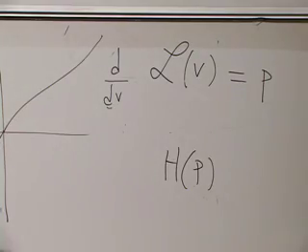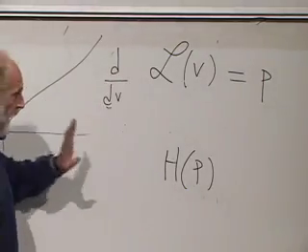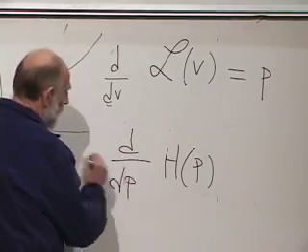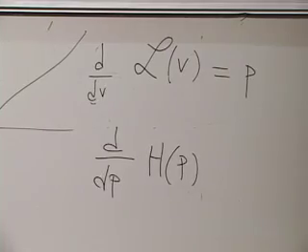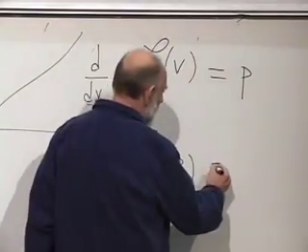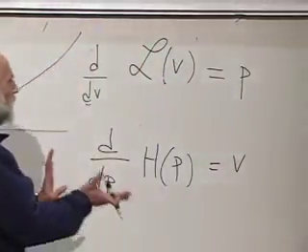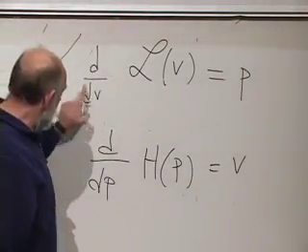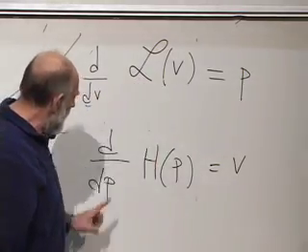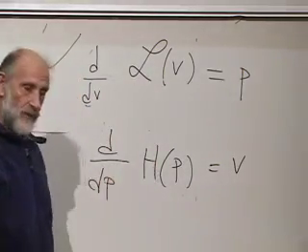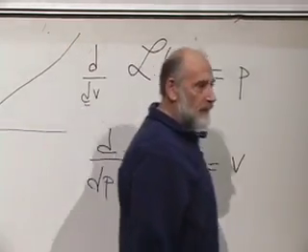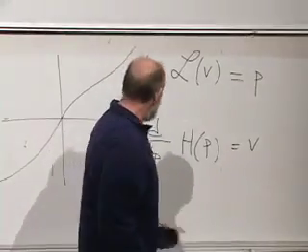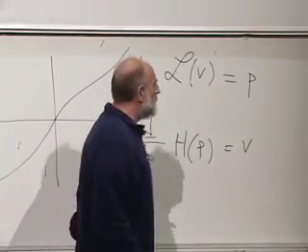And the relationship is that H and L are connected by the derivative of H with respect to p is v. This is a completely symmetrical relation between p and v and between L and H. The derivative with respect to v of L is p. The derivative with respect to p of H is v. Now, let me show you why that's always possible to do, and to show you the relationship between L and H.